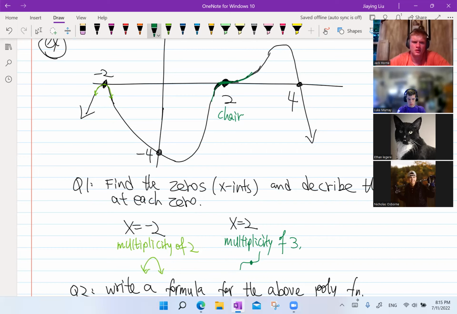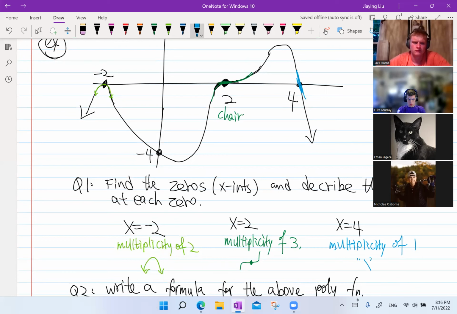And then the last x-intercept we have is x equals 4. And at x equals 4, the graph simply just crosses the x-axis like a straight line. It doesn't make a chair shape. It doesn't make a U shape. It just crosses like a straight line. So that's going to have a multiplicity of 1. Because every time it crosses like a straight line, it has a multiplicity of 1. Because it's a straight cross.